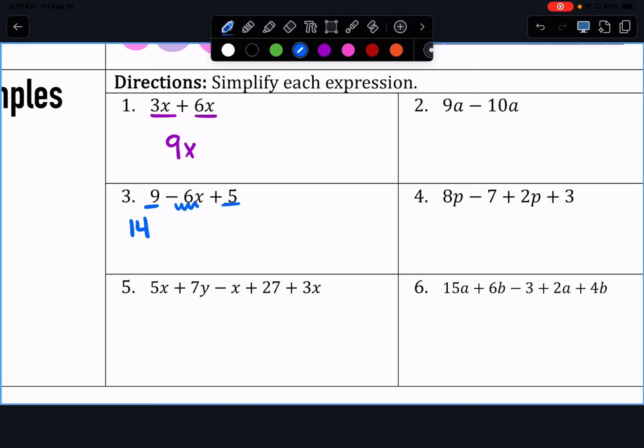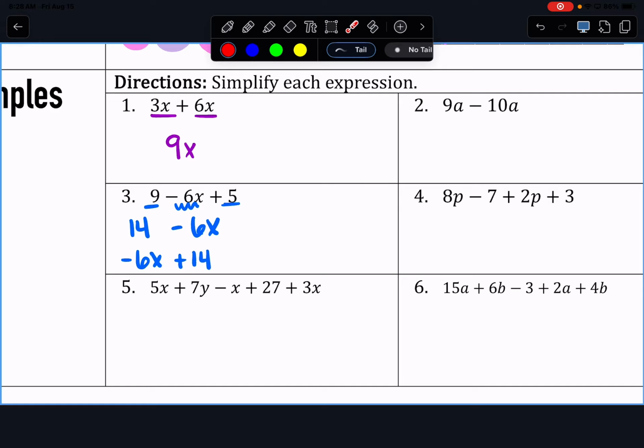No. Now, is this the right math way to write it? No. How should I write that? Negative 6x plus 14. Whatever sign is in front of a term will stay in front of it, even if you move it.